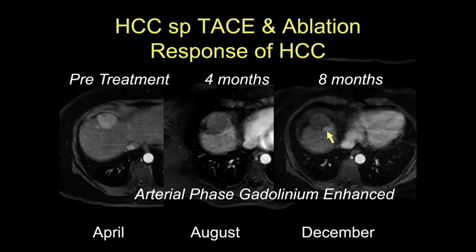Let's take a look at another case here. This is a patient with hepatoma who's been treated with TACE and ablation. So this is pre-treatment on the left with gadolinium. We can see that after 4 months in the middle here, that lesion no longer enhances, and that at 8 months, we may see a little bit of marginal enhancement. And these are the types of subtle changes we're going to be looking at.